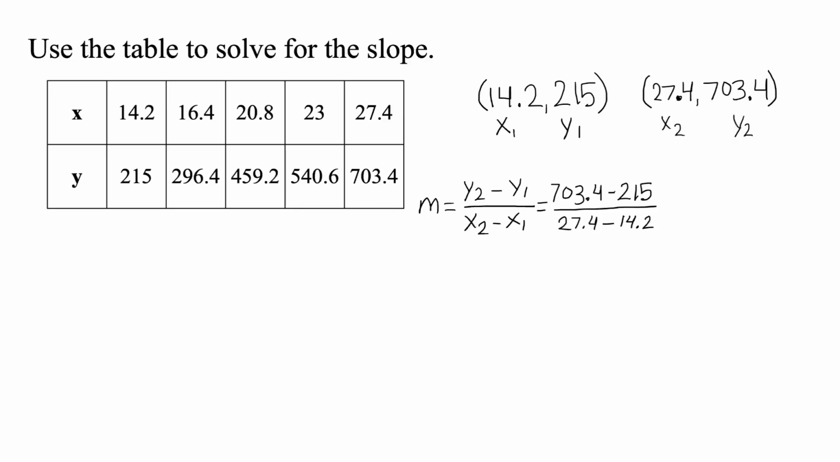Last, solve for the slope. 703.4 subtract 215 equals 488.4. 27.4 subtract 14.2 equals 13.2. 488.4 divided by 13.2 equals 37. The slope of this line equals 37.